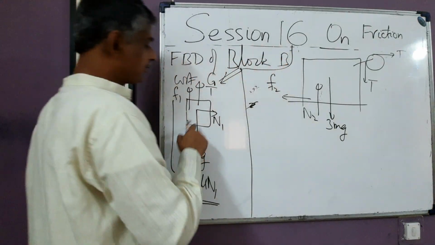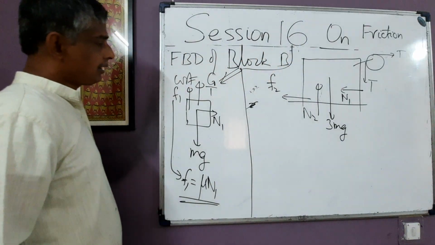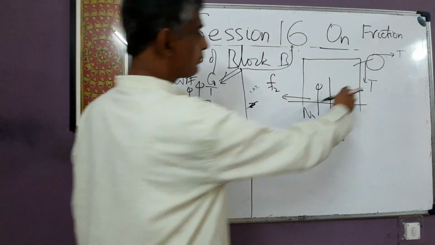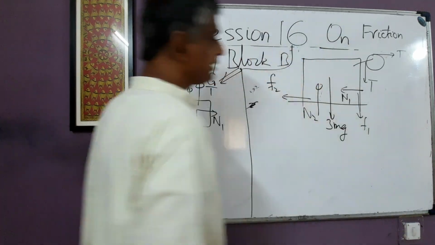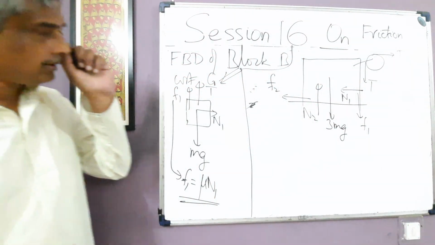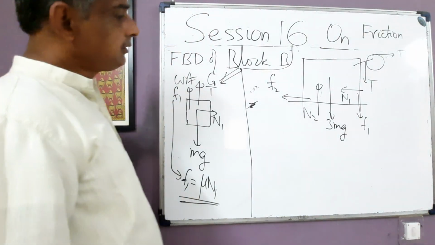Then this block will exert a force N1 on the wedge in backward direction, Newton's third law. The wedge exerts a friction force F1 on block in upward direction. Block will exert a friction force F1 on the wedge in downward direction, Newton's third law. I hope it is clear. I think that's all.